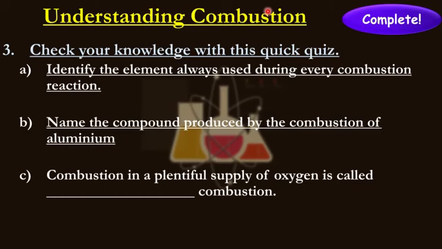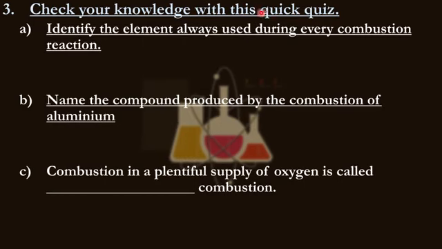Okay, let's check our knowledge and understanding. Identify the element always used during every combustion reaction. Well, we already talked about this. You always need oxygen gas. Name the compound produced by the combustion of aluminium. Remember, if it's a metal plus oxygen, you get a metal oxide. So we get aluminium oxide.